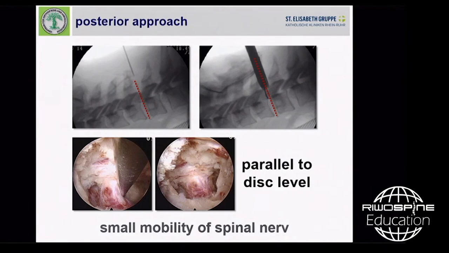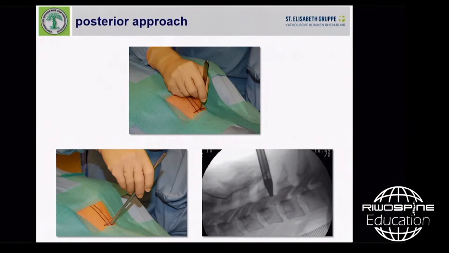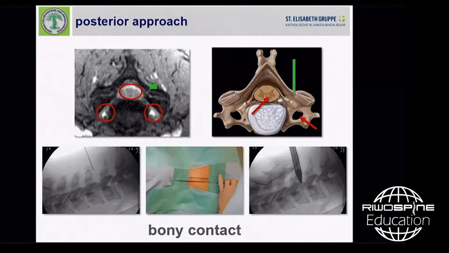We have not much space in this area. And due to the ergonomic situation, it is really necessary to stay parallel or just in line with the intervertebral space and not in this or this direction. So we do the skin incision after marking with a needle, and insert the dilator. Then you feel the bone here of the lateral mass. Over the dilator goes the operation cannula. It is mandatory to have this bony contact.